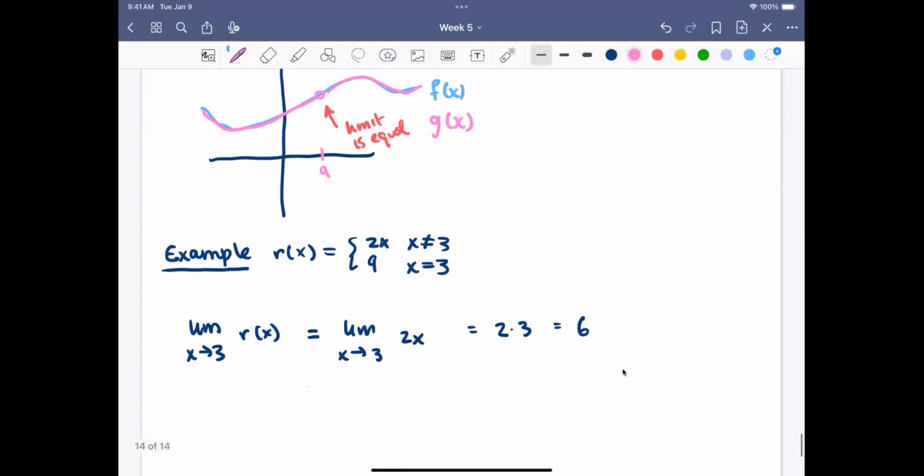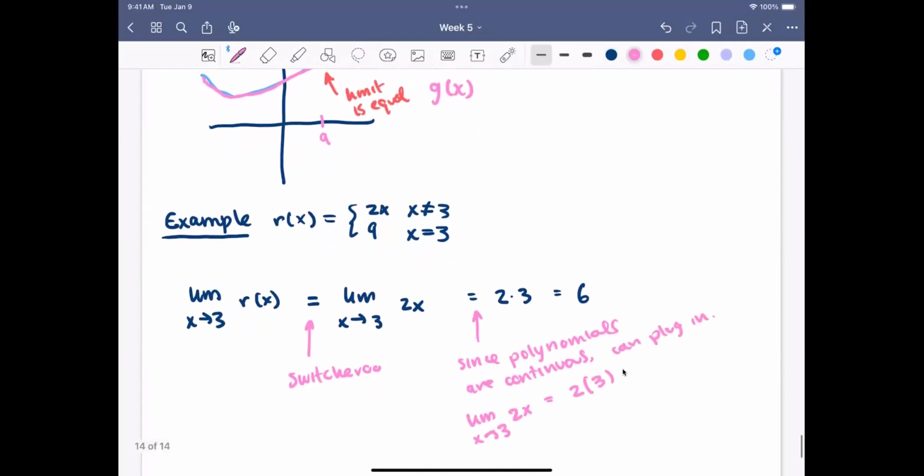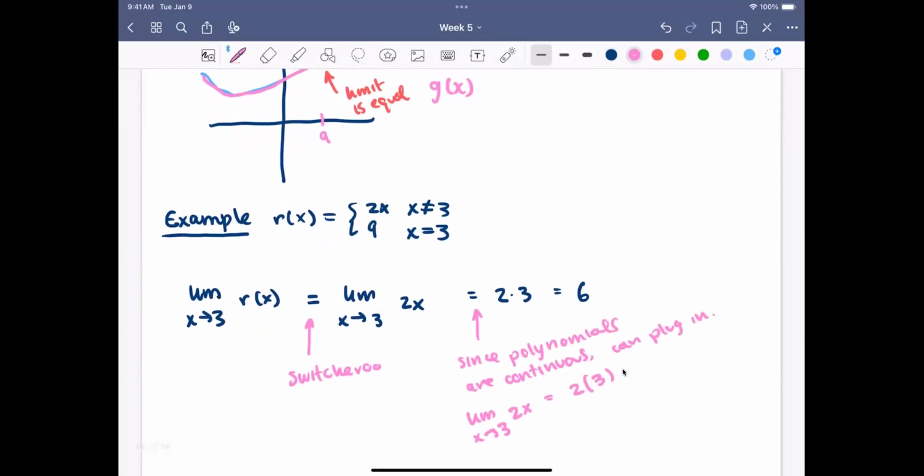So let's justify these steps. This was the switcheroo. And then this was because polynomials are continuous, so all we need to do to compute the limit as x approaches 3 of 2x is plug in. Okay, so that is how you use the switcheroo.